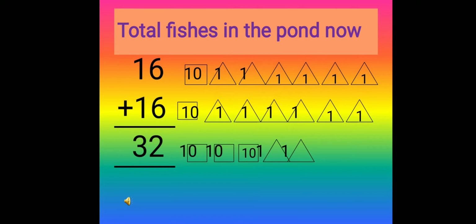In 16 we have 1 ten and 6 ones, and in another 16 we have 1 ten and 6 ones. So to add this, we get 12 ones. So 1 ten is shifted to the tens category and we get 3 tens and 2 ones. So the total number will be 32.